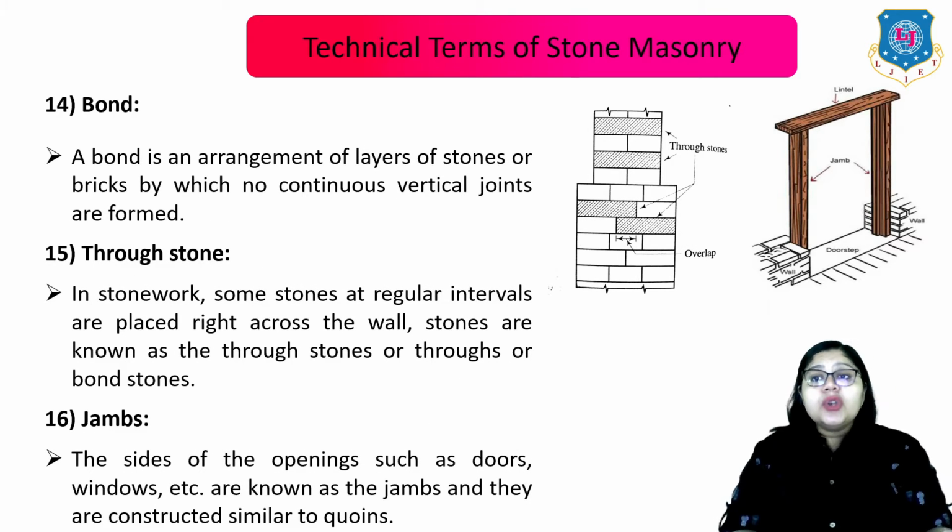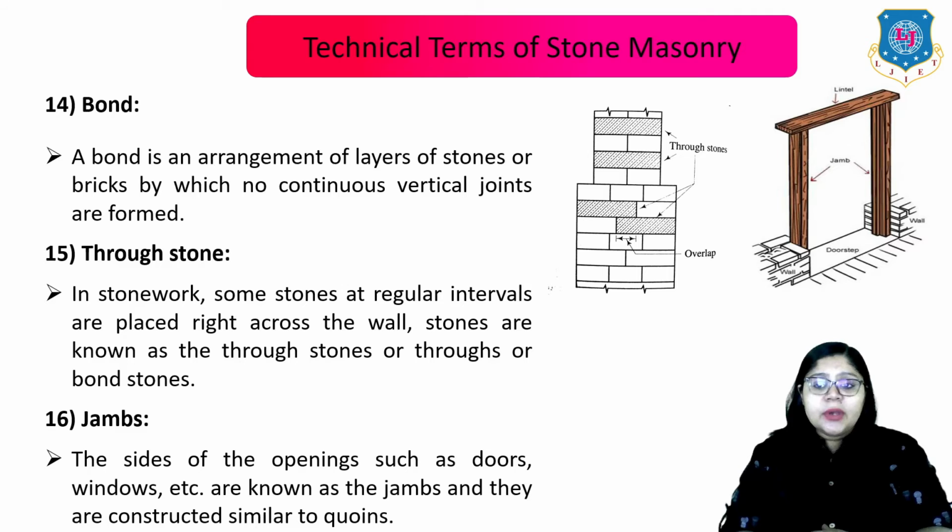Next is the bond. A bond is an arrangement of layers of stones or bricks by which no continuous vertical joints are formed. Next is the through stone. It means in stonework, some stones at regular intervals are placed right across the wall. These stones are known as the through stones, the throughs, or the bond stones. Here you can see this from a clear image.